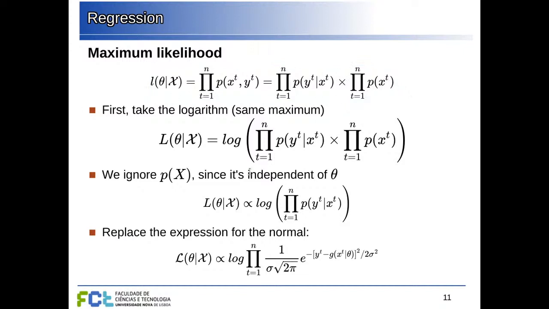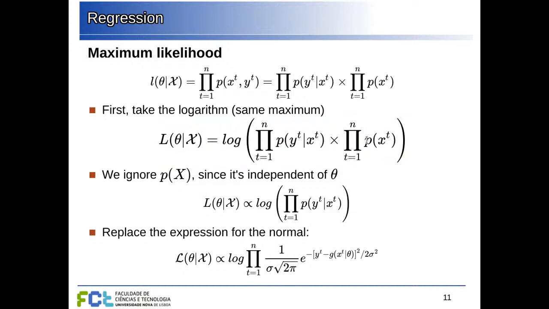We can simplify this a bit if we take the logarithm, because all these products we can convert to sums if you take the logarithm, and the maximum likelihood solution, that is the set of parameters that maximize the likelihood, will be the same that maximize the logarithm of the likelihood. So taking the logarithm changes the actual value we are computing, but does not change the set of parameters that maximize this. So we can do this and still obtain the same solution in the end.